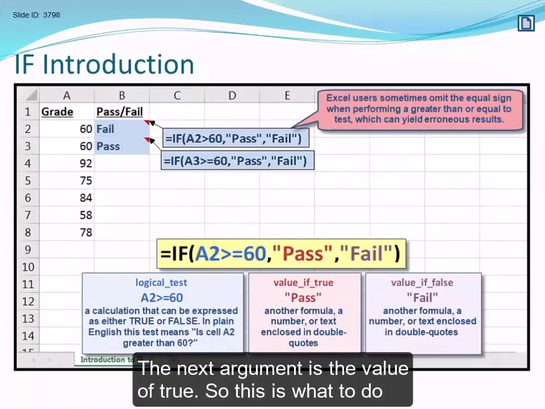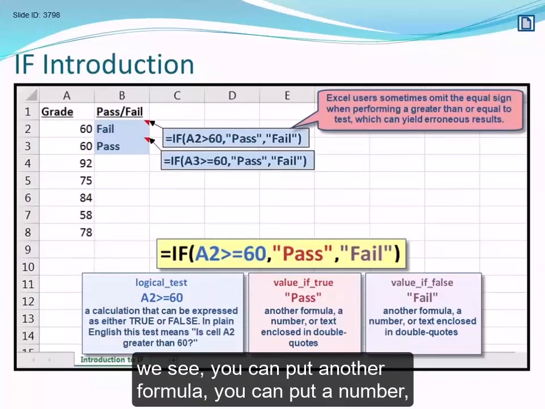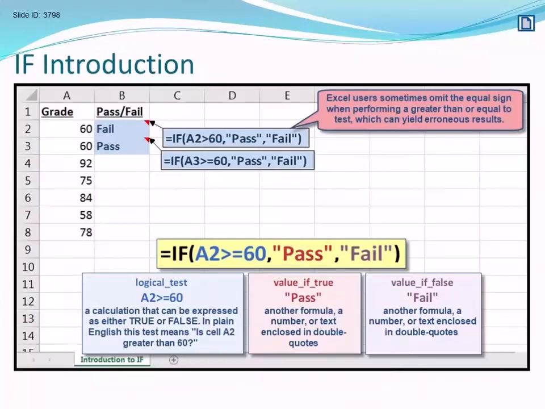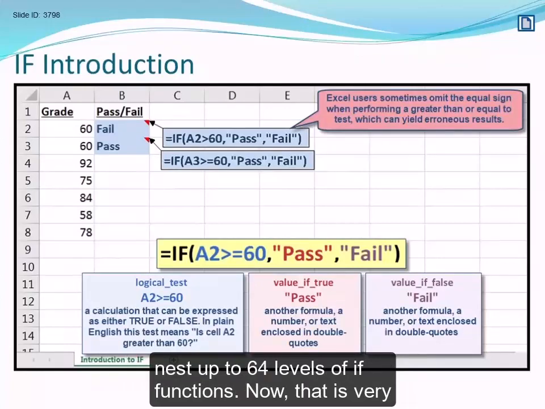The next argument is the value if true. So this is what to do if the logical test returns true. You can put text, as we see. You can put another formula. You can put a number. You can put another IF function inside, because you can nest up to 64 levels of IF functions.